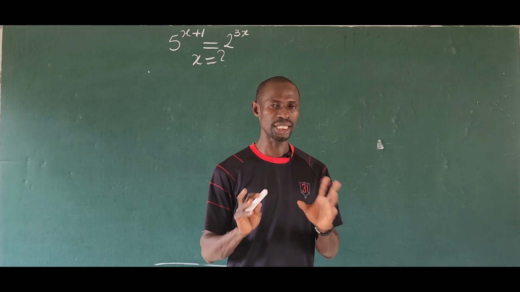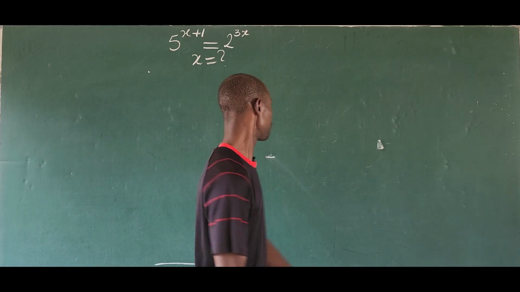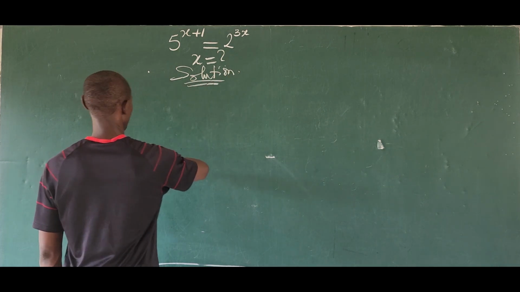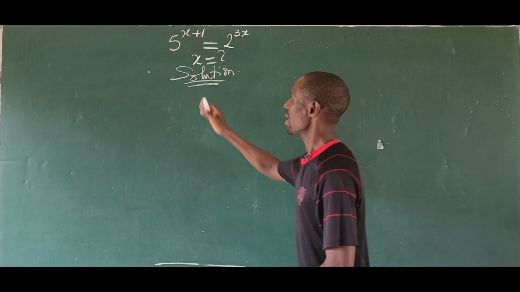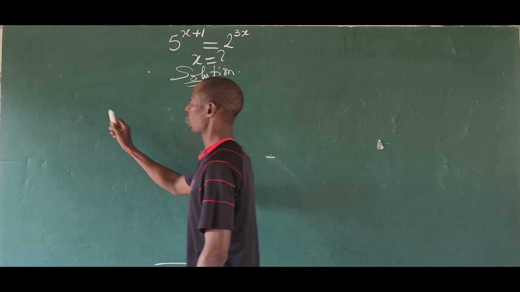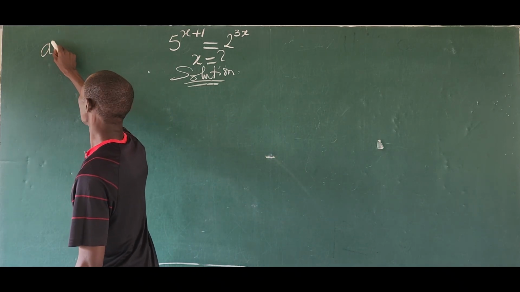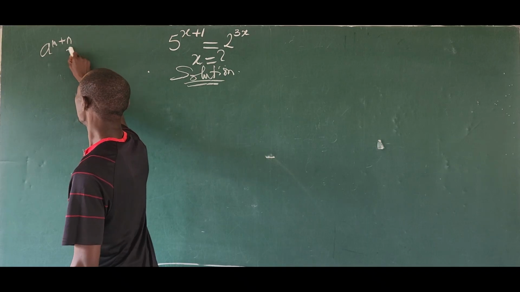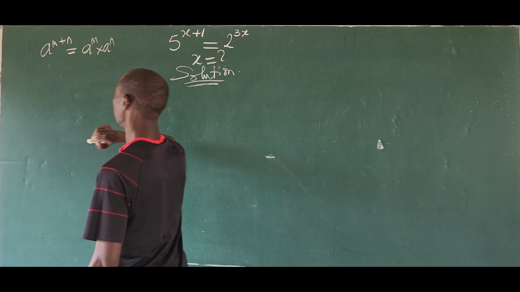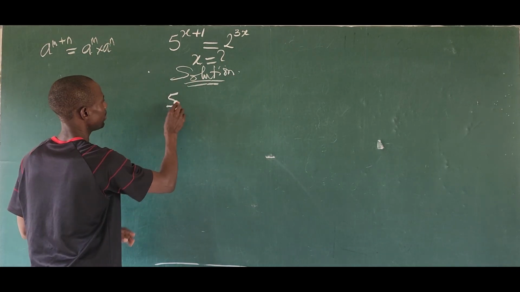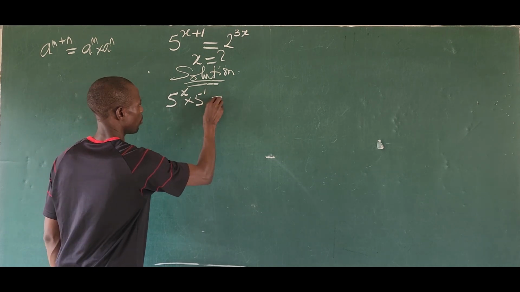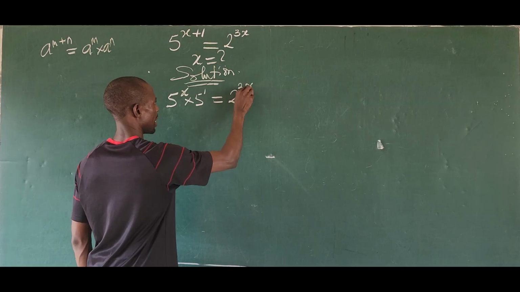We're going to use these two together to get our solution. Now we just have to rewrite the left hand side and the other side. We're applying the law which says that when you have a to the power of m plus n, this is equal to a to the power of m times a to the power of n. So this is going to give us 5 to the power of x times 5 to the power of 1 equal to 2 to the power of 3x.